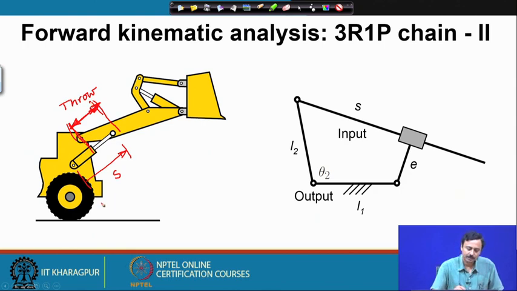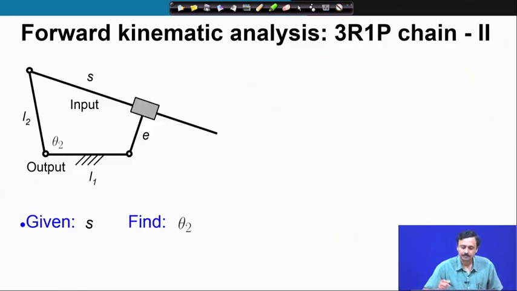But S will be defined as I have shown here. So, the problem is, given the distance S, the input S, we have to find out this angle theta 2. So, S is given, we have to find out theta 2, that is the forward kinematics problem.